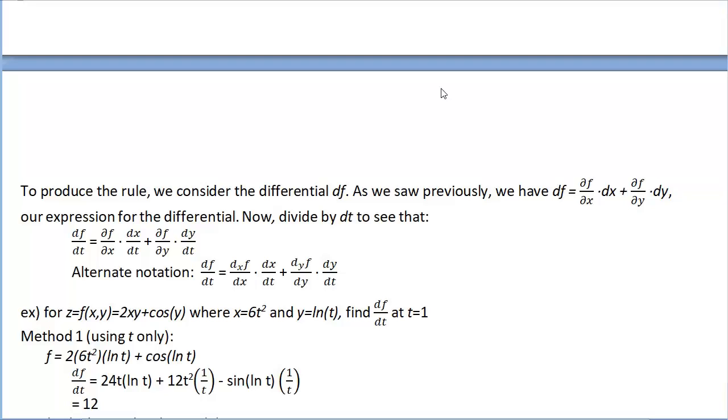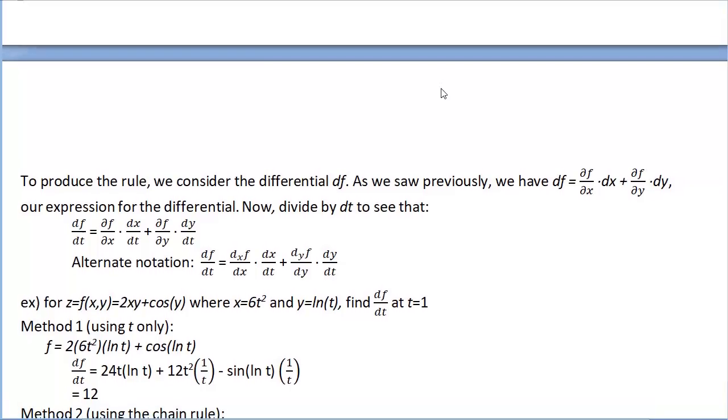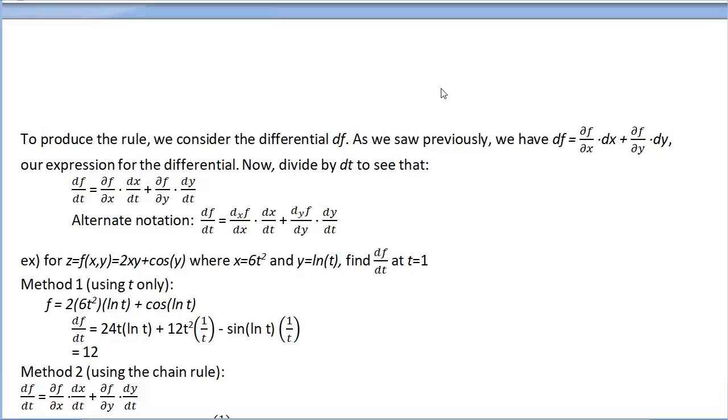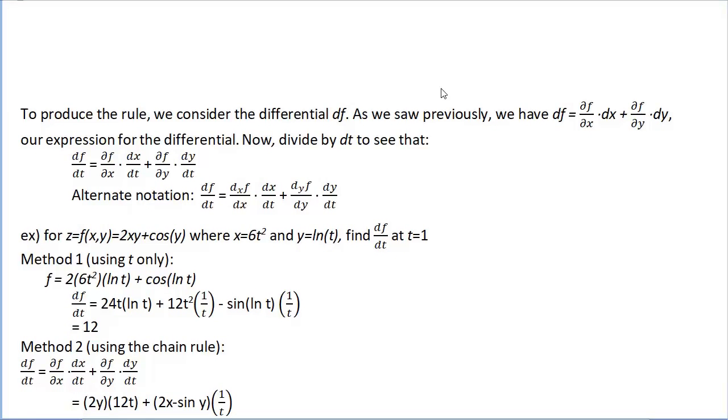Now let's take a look at how it would work if we apply the chain rule. Once again, here's the chain rule, and now we just need to figure out what these things are. Calculating here, df/dx is 2y, and dx/dt is 12t. df/dy is 2x minus sine y, and dy/dt is 1 over t.